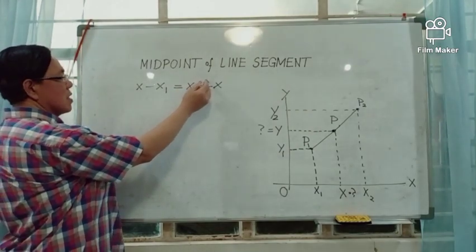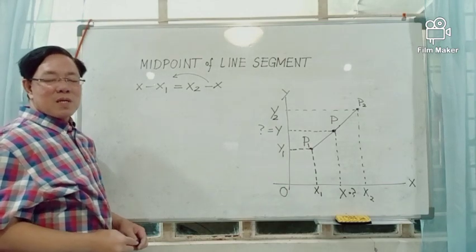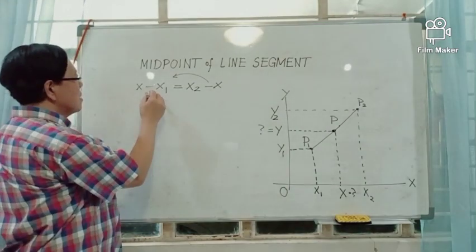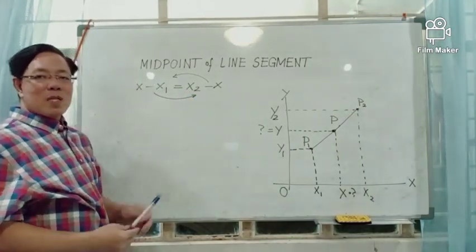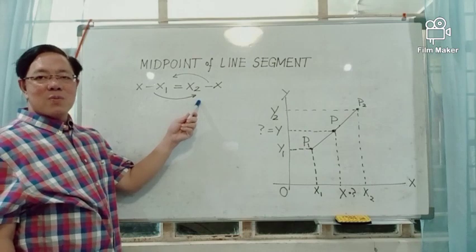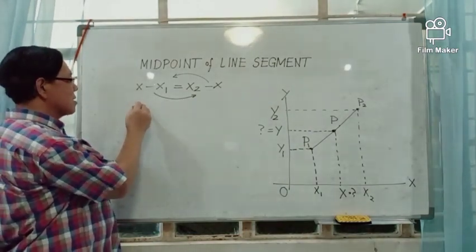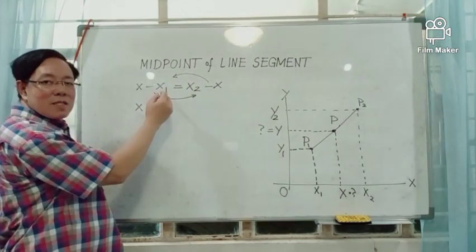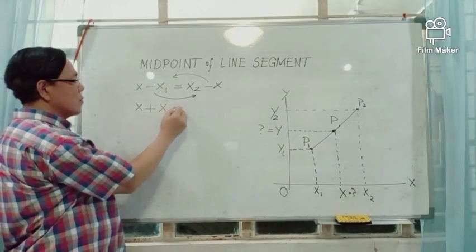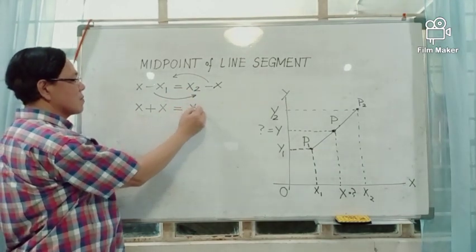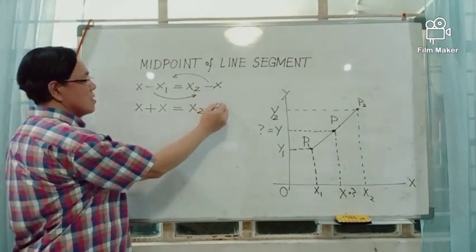We transpose negative X to the left, and when you transpose, it will become positive X, and transpose negative X1 to the right, and when you transpose negative X1 to the right, it will become positive X1. From the left side, we have X. Transpose negative X to the left, we get plus X is equal to X2. Negative X1 to the right, it becomes positive X1.